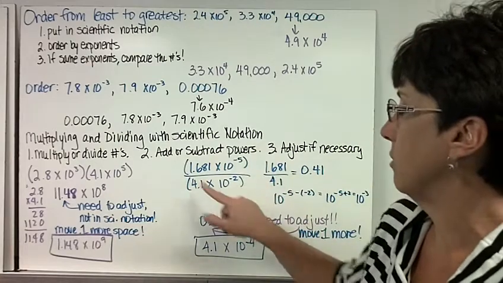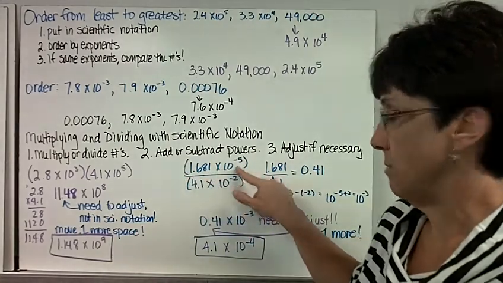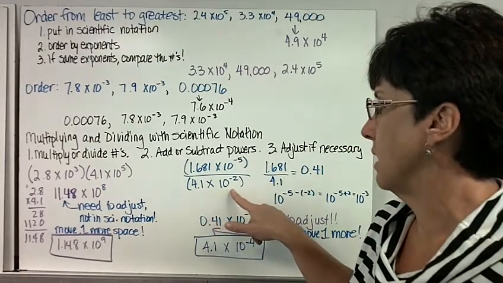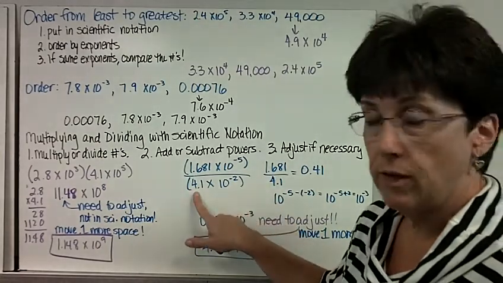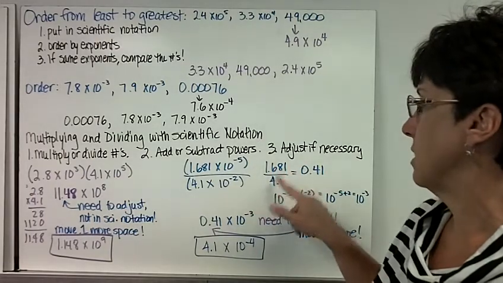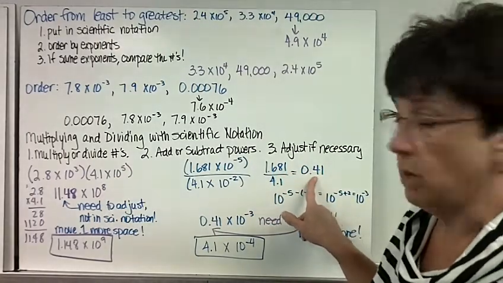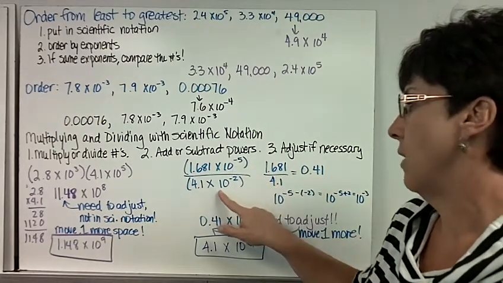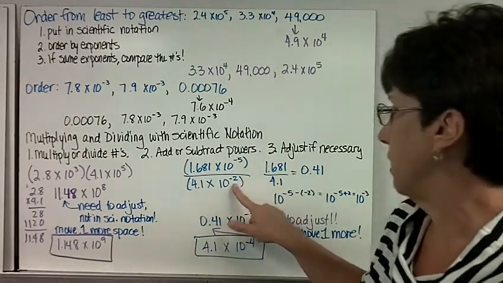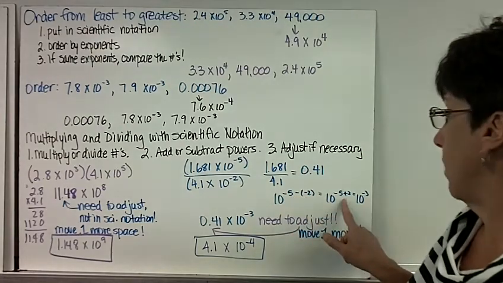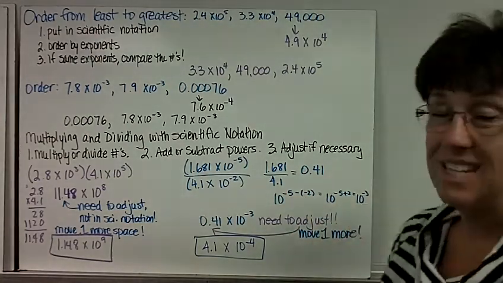Now let's do a division problem. 1.681 times 10 to the negative 5th divided by 4.1 times 10 to the negative 2. Multiply or divide your numbers. So 1.681 divided by 4.1 equals 0.41. And 10 to the negative 5 divided by 10 to the negative 2. Negative 5 minus negative 2 is negative 5 plus 2. So it's 10 to the negative 3.